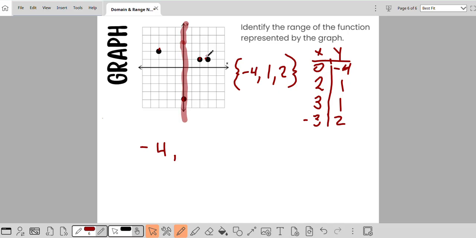Now I'm going to come up to these guys. What is their value on the y-axis? Just like this was negative 4, these guys, their y value was a 1. And I do not have to repeat it. Then I'm going to come over here, and I'm going to come over to the y-axis, and its y value was a 2. And if you notice, I get the same answer again. The range of this function is negative 4, 1, 2. I think y'all are going to be great at this. I really do.